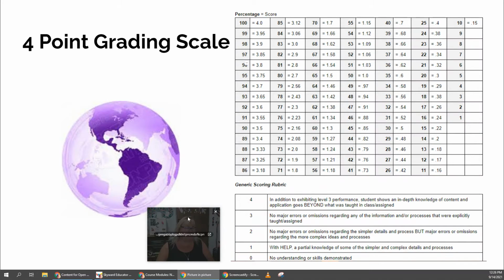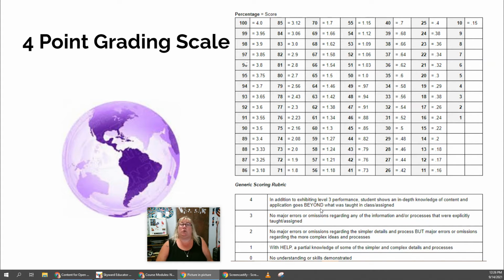I think I can move my picture over a little bit. And this is what the rubric looks like. So I also have it laid out for percentages. So if your child has a 69% in class, that would equate to a 1.66. That's what it would look like in Skyward on their final grade. But the final grade then would look like a C minus. Down here we have the rubric for a 4. You're going to be obviously exhibiting level 3 performance, but students are showing an in-depth knowledge of content, an application that goes way beyond what was taught in class, and so on with this.